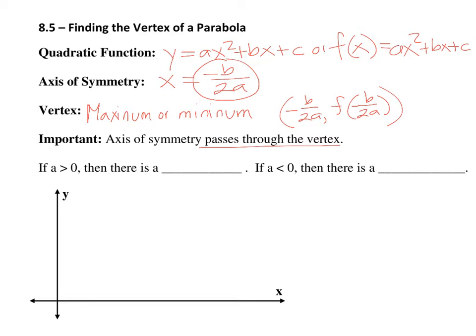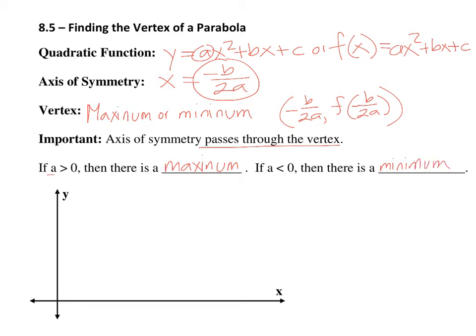If a is greater than 0, then there is a maximum to your parabola. Well, when we say a, we're referring to this value for the quadratic. If a is less than 0, then there is a minimum.